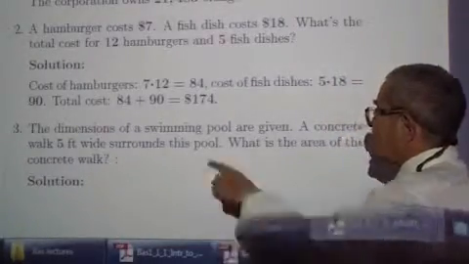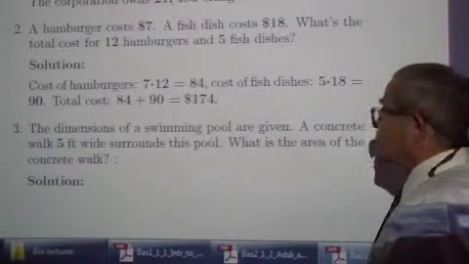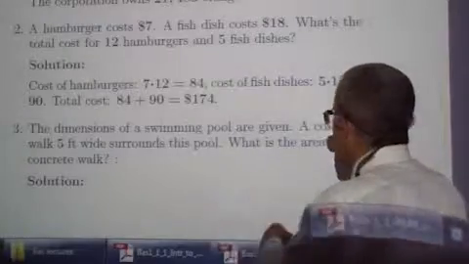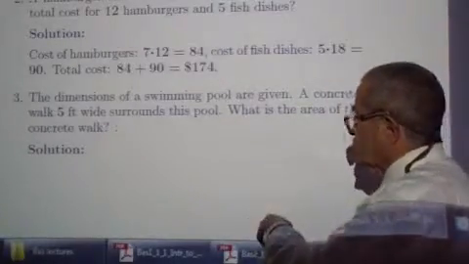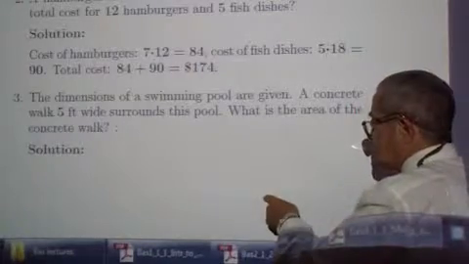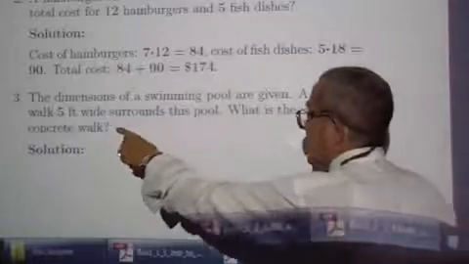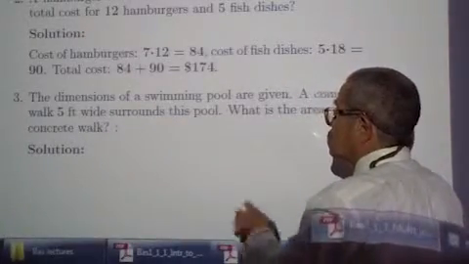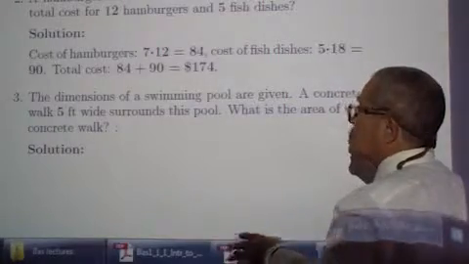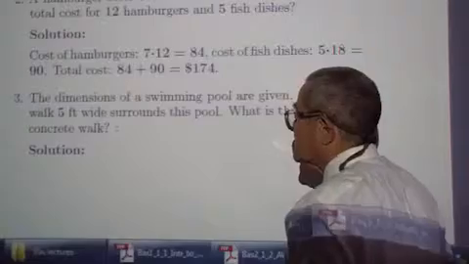The dimensions of a swimming pool are given. A concrete walk of 5 feet surrounds it. What is the area? Well, I said you can choose your numbers. Whatever you put down for your length, add 5 and 5, 10. Put down your width plus 5 and 5. And from that total, when you multiply, you subtract the numbers that you have inside.